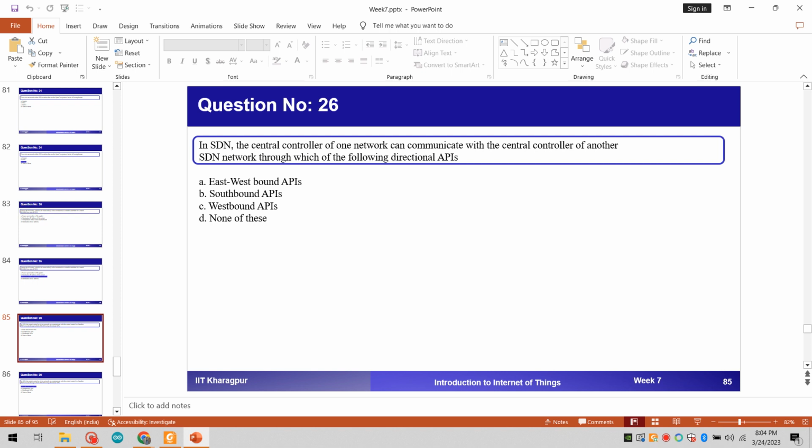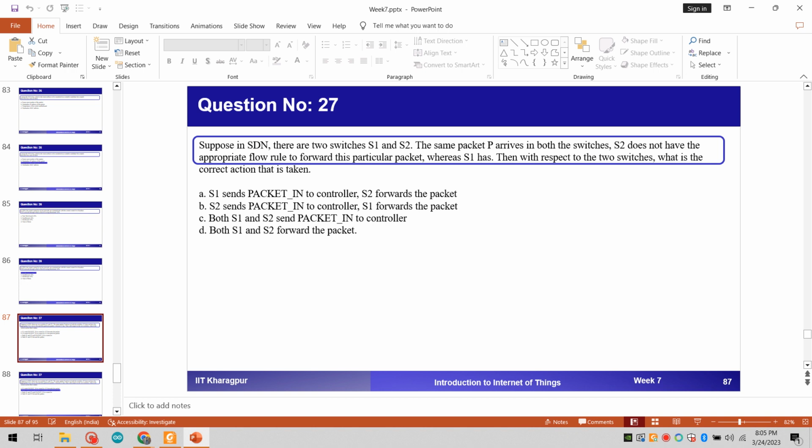Next question is in SDN, the central controller of one network can communicate with the central controller of another SDN network through which of the following directional APIs? Options are east-west bound APIs, southbound APIs, westbound APIs, none of these. Right. So east-west bound, right? East-west bound APIs are used in order to make the communication between different central controllers.